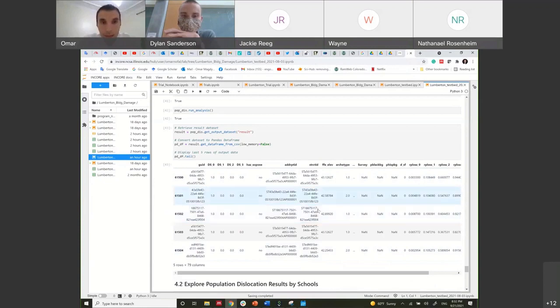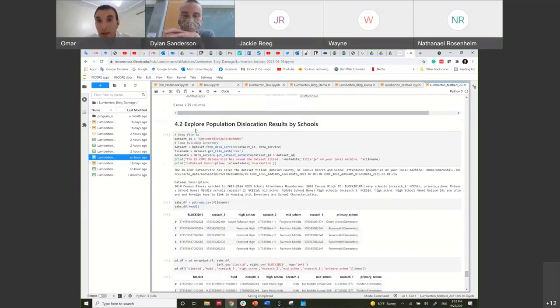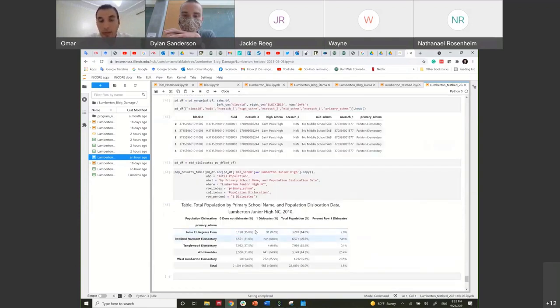And then this piece of code explores the population dislocation analysis by schools. Here, it shows how the population is dislocated based on the service area of each school. So for this specific school zone, or for the households served by this primary school, 3,190 people are not dislocated, but 91 are dislocated.